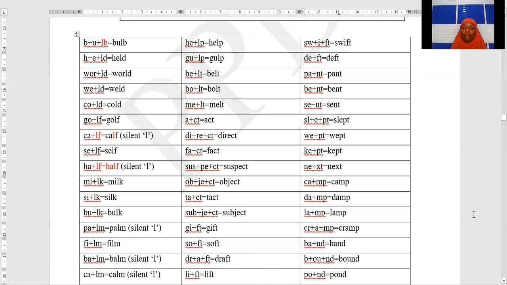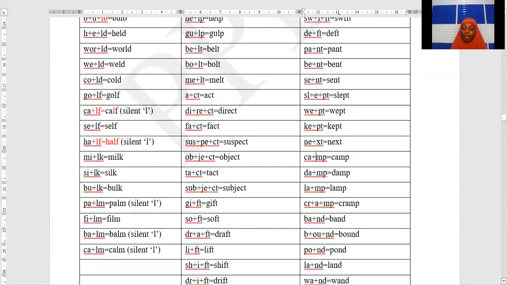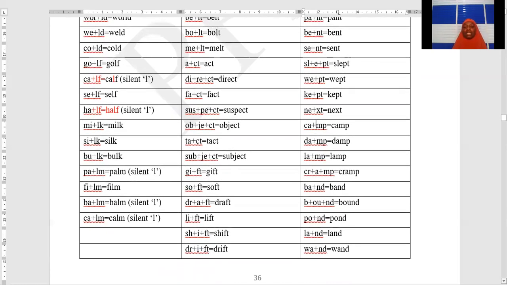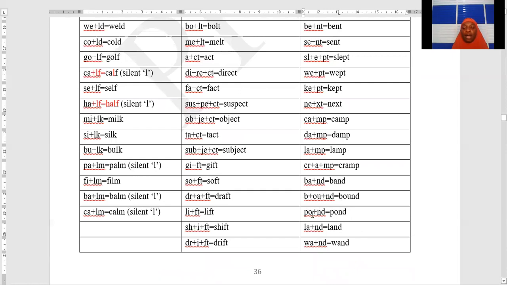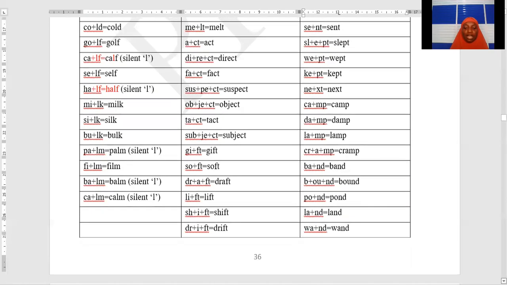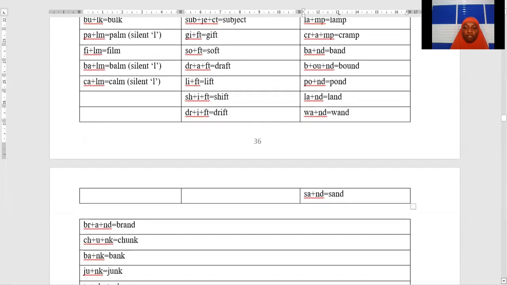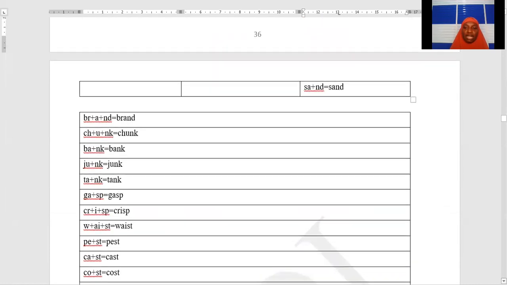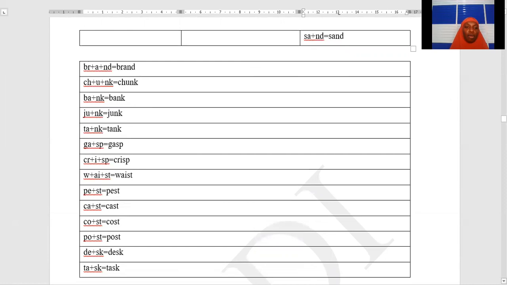Camp, damp, lamp, cramp, band, bound, pond, land. One, is it want? Let me ascertain that quickly. Is it wand or want? Okay, it's wand. Wand. Again, there you see the beauty of the knowledge of phonics with phonetics. Phonics is elementary phonetics, or beginner's level. Advanced phonics is phonetics. Brand.